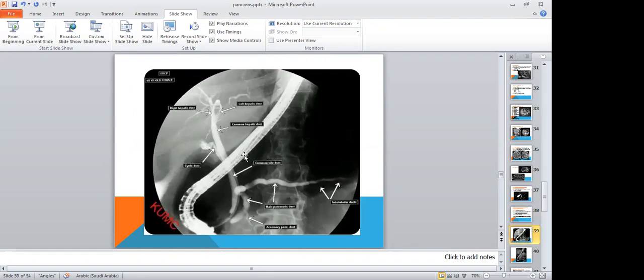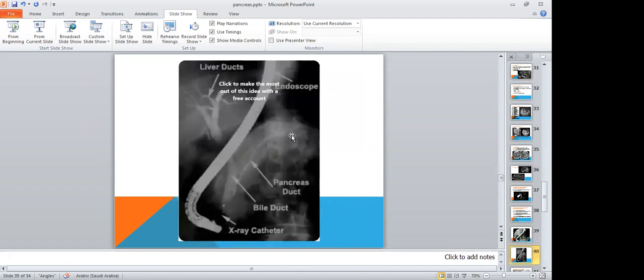This is the endoscope passing down through the duodenum. This is the main pancreatic duct. This is the small accessory pancreatic duct. And this is the CBD. Another view: this is again the endoscope, and this is the main pancreatic duct along with the CBD.